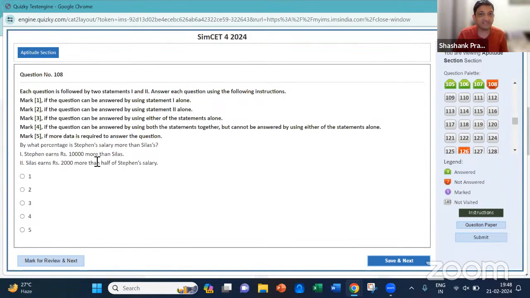By what percentage is Stephen's salary more than Silas's? Stephen earns 10,000 more, doesn't matter. Silas earns 2,000 more than half of Stephen's salary. Okay.